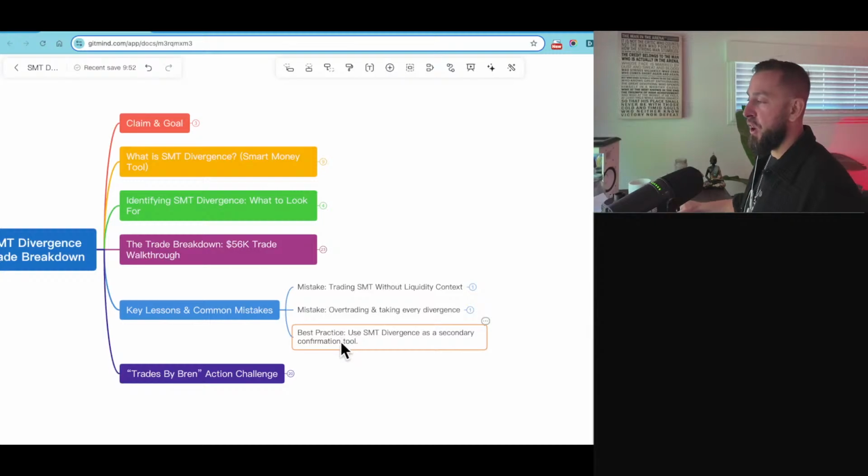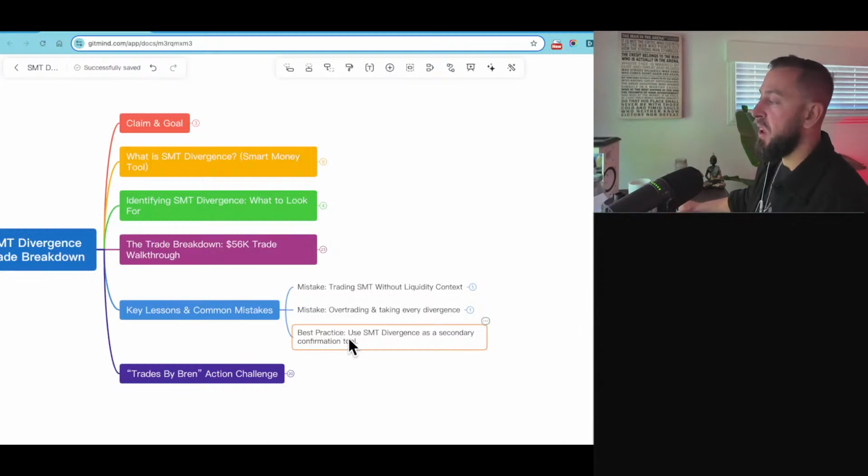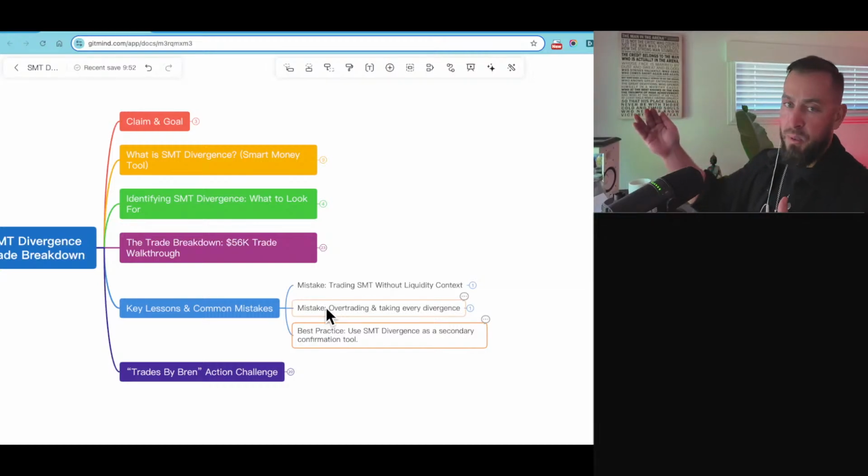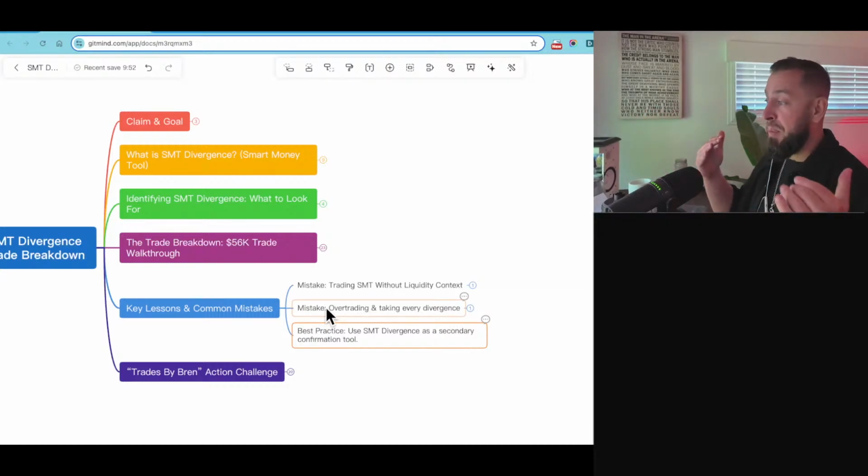And the third common mistake or best practice is going to be using that divergence as a secondary confirmation tool. Now, remember, I pointed out to you just understanding what's happening with the price action. Are we in a bull trend? Is this a pullback in a bull trend? Are we buying low in a trading range?